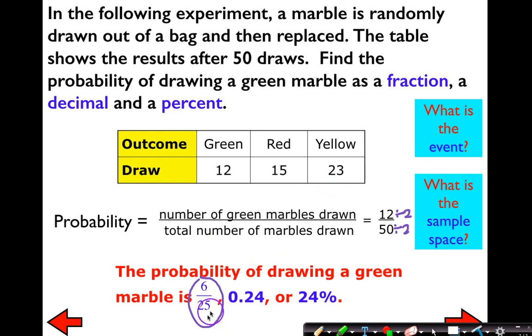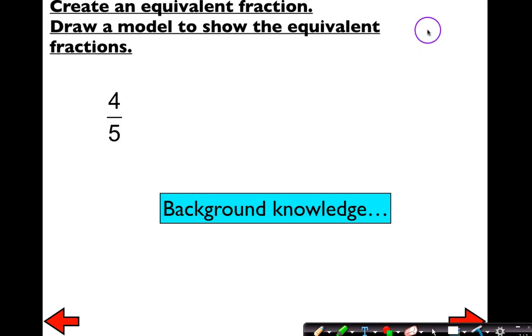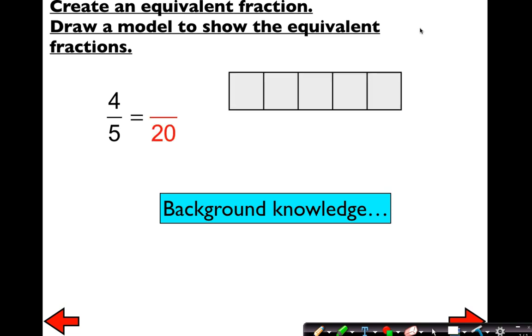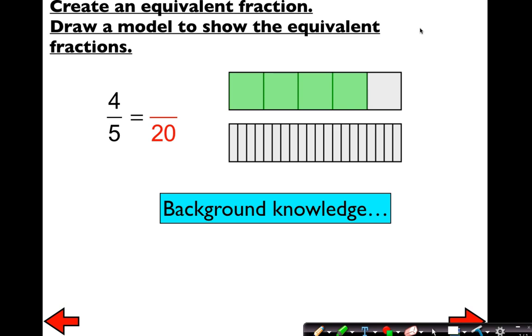If you're wondering how I did that, all you would have to do is 6 divided by 25, and that would lead you to 0.24. So remember from a previous lesson, we talked about how we can create equivalent fractions. We showed a model, and then we split the model into smaller pieces and showed how it could be expressed with a different denominator.